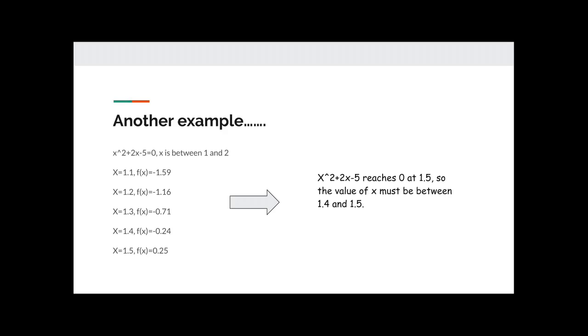X squared plus 2x minus 5 reaches 0 at the value of 1.5. So the value of x must be between 1.4 and 1.5. And then we can repeat this process again and again.